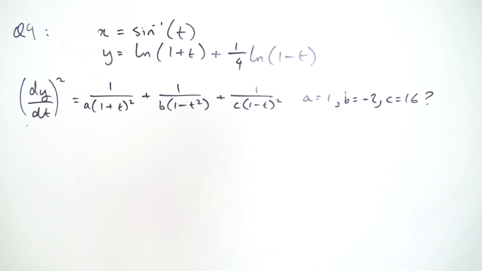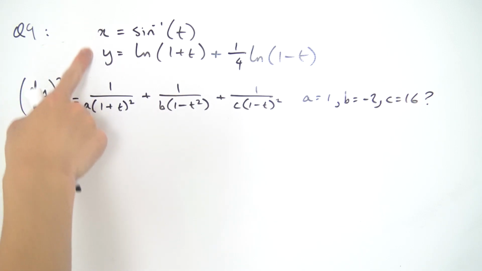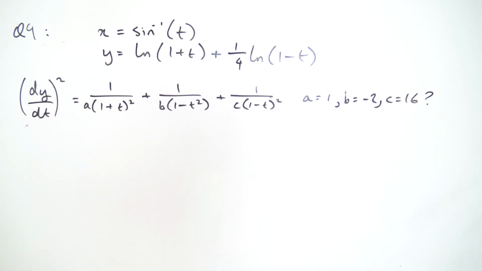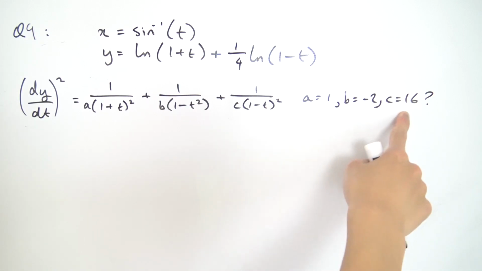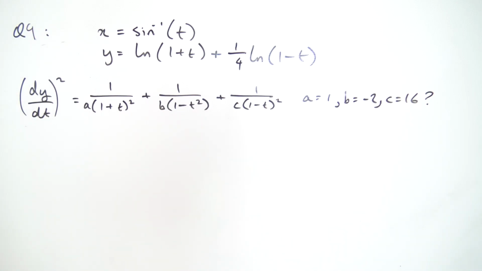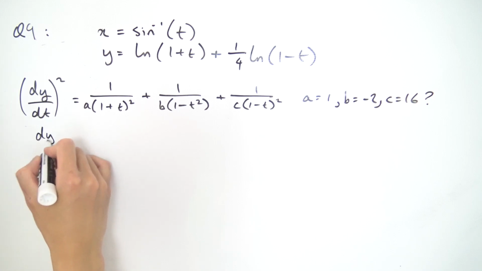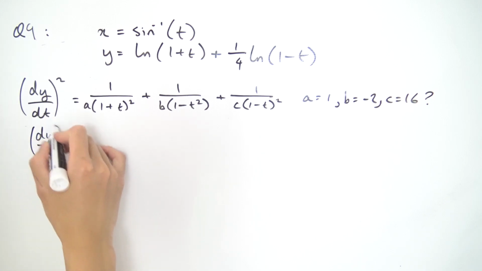So question 9 was the last question on this exam, and we're given this pair of parametric equations, and the first part asks us to show that if dy/dt squared was given in this form, then a must be equal to 1, b is minus 2, and c is 16. So to do this, let's first find dy/dt.